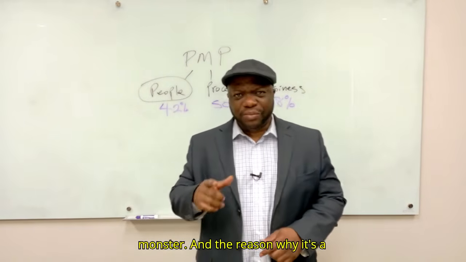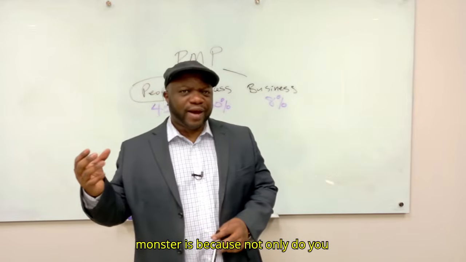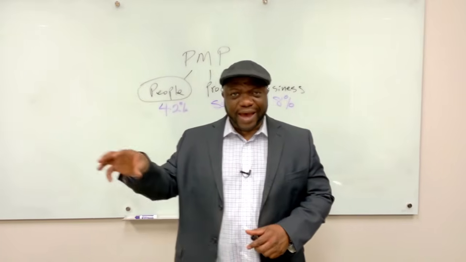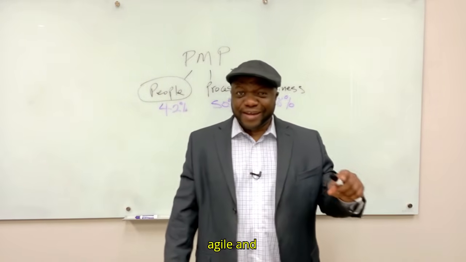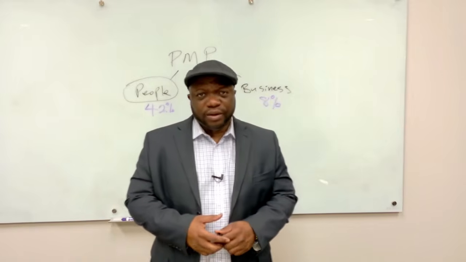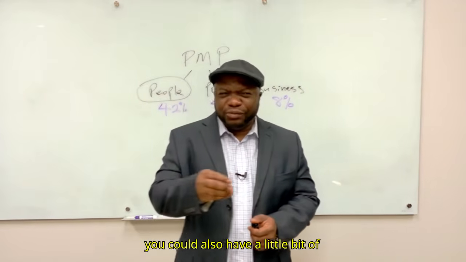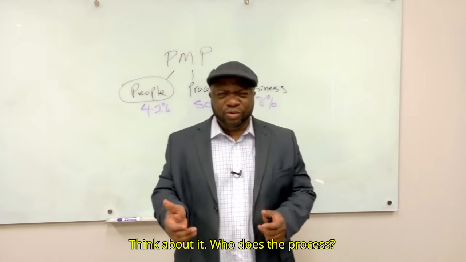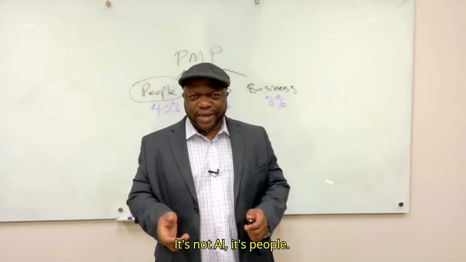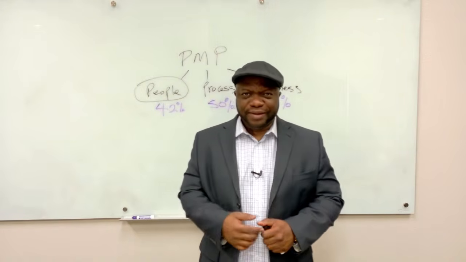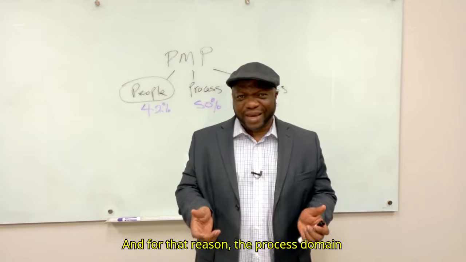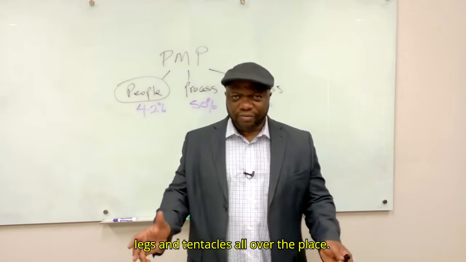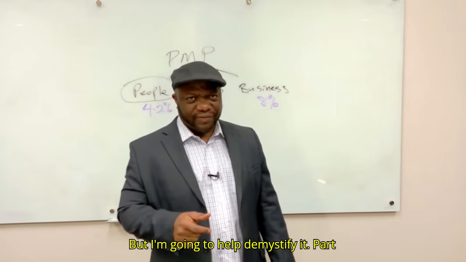And the reason why it's a monster is because not only do you have the hybrid piece, which combines both agile and traditional, but you could also have a little bit of people elements sprinkled in there. Now think about it. Who does the process? It's not AI, it's people. And for that reason, the process domain is all over the place. It's got arms and legs and tentacles all over the place. But I'm going to help demystify it.